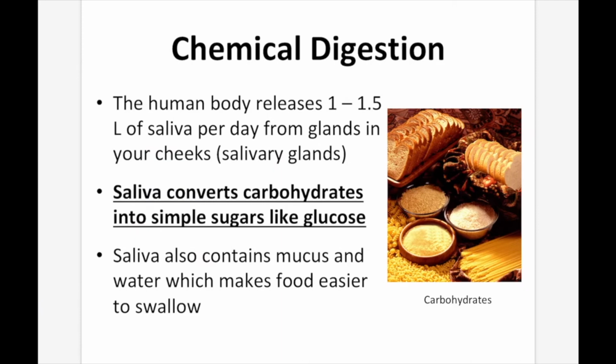Chemical digestion. So the human body releases 1 to 1.5 liters of saliva per day from glands in your cheeks. That's a lot of spit. Saliva converts carbohydrates into simple sugars like glucose. Saliva also contains mucus and water, which makes food easier to swallow.